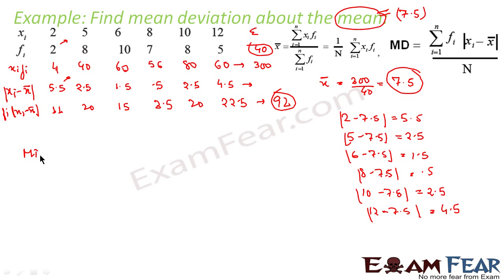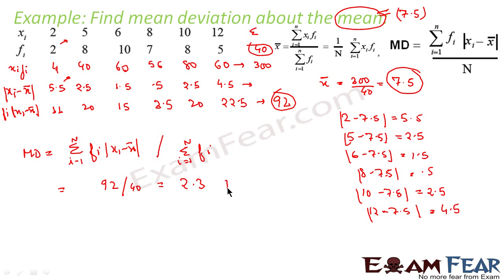If we want to find the mean deviation, we'll use this formula: sigma of fi into mod of xi minus x mean, divided by sigma fi, where i is equal to 1 to n. So this comes out to be 92 and sigma fi is 40. The answer is 92 by 40, and that value comes out to be approximately 2.3. And we have got the value.